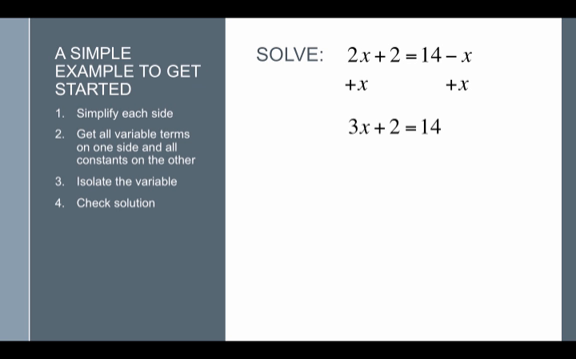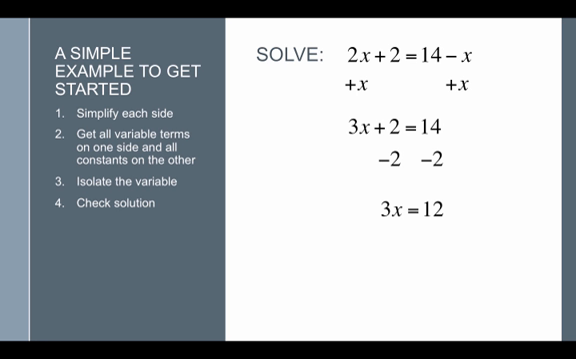All right, to move that plus 2 to the other side, again, it's by opposite operation, so I'm going to subtract 2 from each side. And again, simplifying, I'm going to get 3x, and then 14 minus 2 is indeed 12.